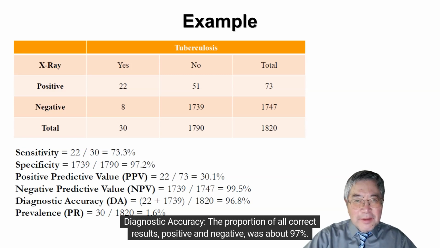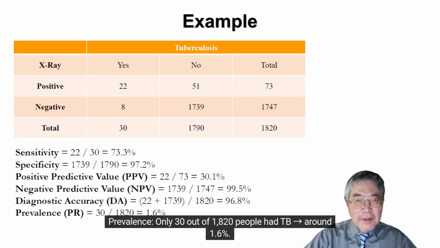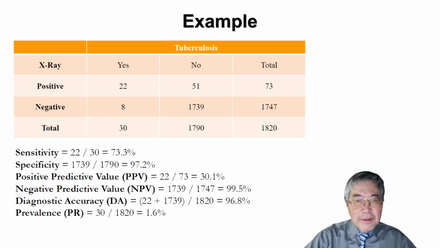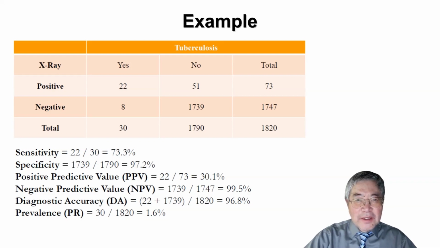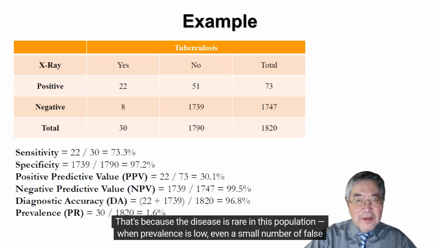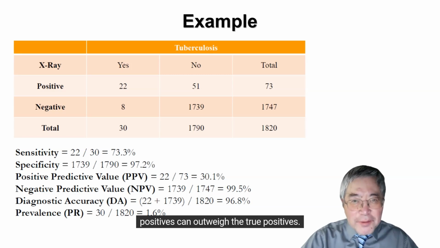Diagnostic accuracy, the proportion of all correct results, positive and negative, was about 97%. Prevalence, only 30 out of 1,820 people had TB, around 1.6%. Notice something important here. Although accuracy and NPV are very high, the PPV is quite low. That's because the disease is rare in this population. When prevalence is low, even a small number of false positives can outweigh the true positives.